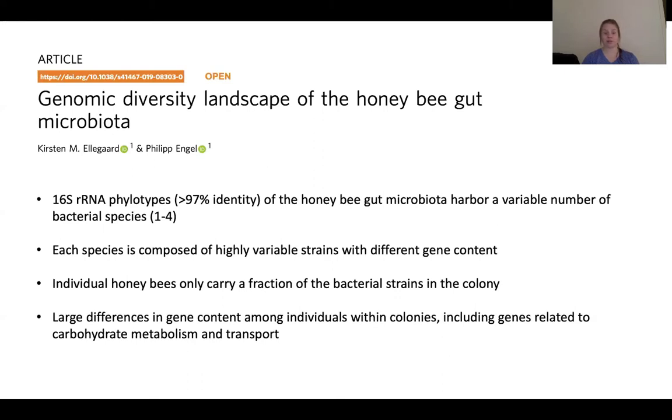and these strains differ in gene content. And we've looked at how the strains distribute among bees within colonies, and we find that each individual honeybee only carries a minor fraction of the strains that are present in the colony. And so because of that, the end result is that we have large differences in the gut microbiota gene content among individual honeybees within colonies, even though they look the same when you look at the phylotype level. And some of the genes that are variable are genes related to carbohydrate metabolism and transport. So it's possible that the honeybees differ in their ability to break down different kinds of pollen.